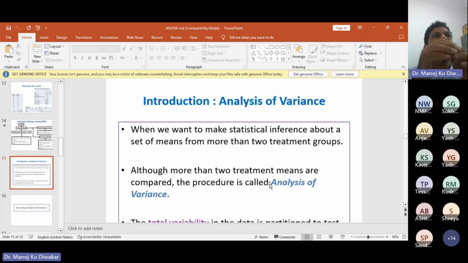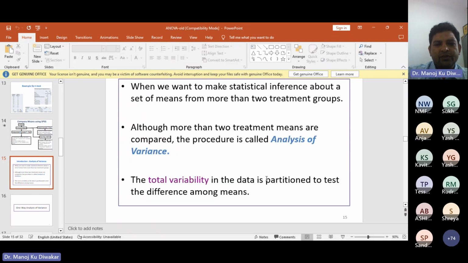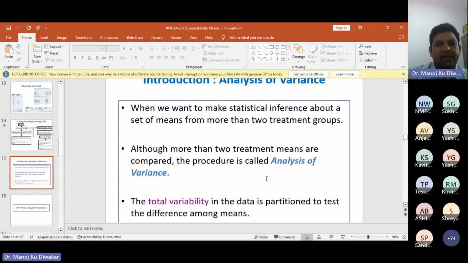If your sample has more than two groups, so sample group number 1, 2, and 3, for example JNU, University of Mumbai, and University of Hyderabad, and you would like to see the IQ level of these three groups of students, in that case you will go for analysis of variance. Okay, so this is the slide for analysis of variance.